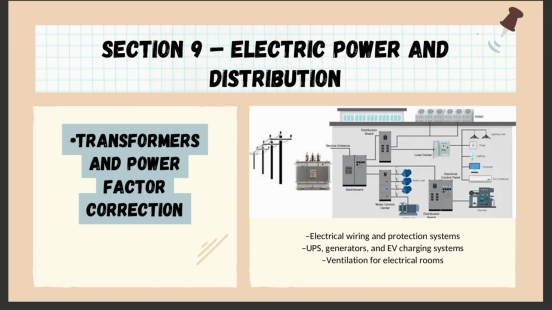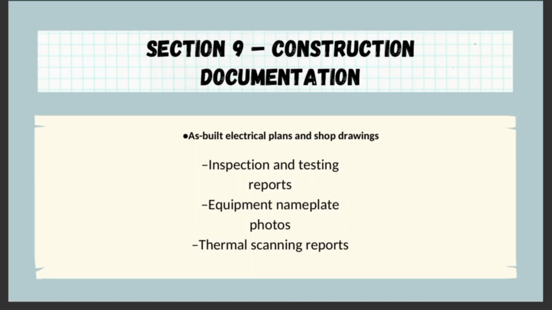Section 9 Construction Documentation. Construction documentation for Section 9 includes as-built electrical plans, testing and inspection reports, nameplate photo documentation, and thermal scanning reports. This confirms that the installed system matches approved plans and meets safety and efficiency requirements.